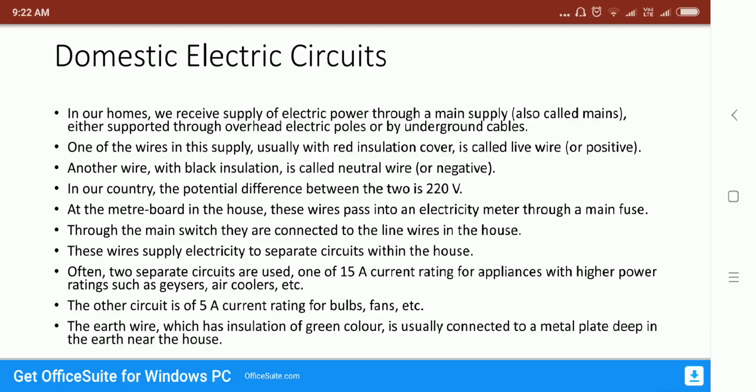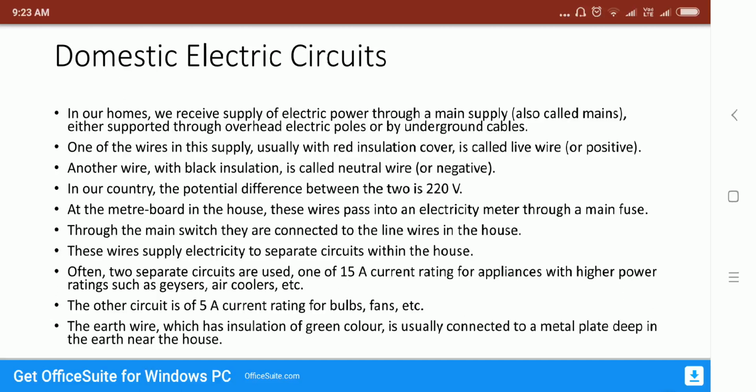In our country, as we discussed, a 50 hertz power supply is given with a voltage magnitude of 220 to 230 volt. And at the meter board in our house, these wires are passed into the electric meter through the main fuse. So the main switch is connected to the line wires in our house. Through the fuse and main switch, these particular wires are available to our home.